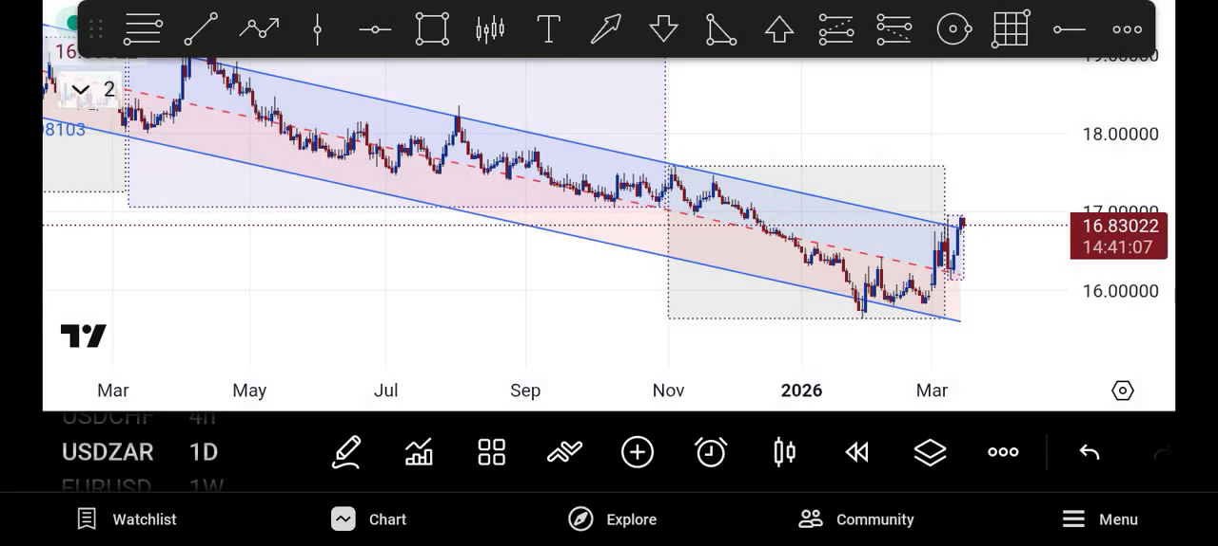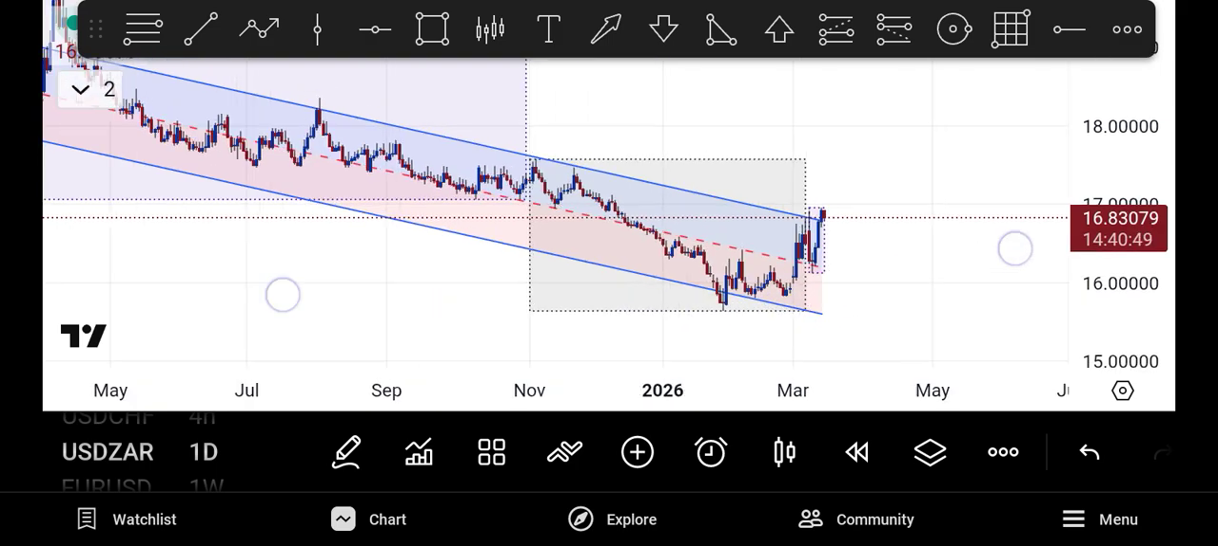Today I'm gonna be doing an analysis. It's a Monday, so we'll be checking out what's going on with the pairs. So first, starting off with the USDs, we can see clearly we are on a bearish channel over here.